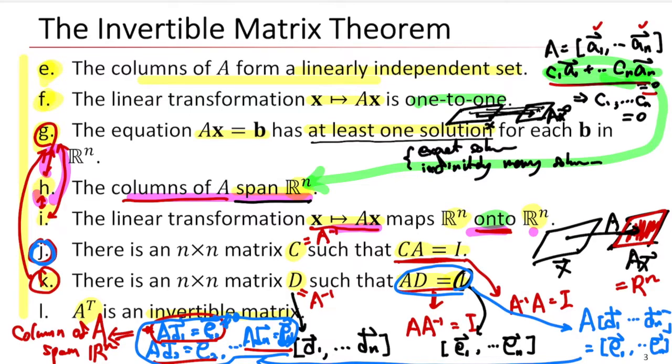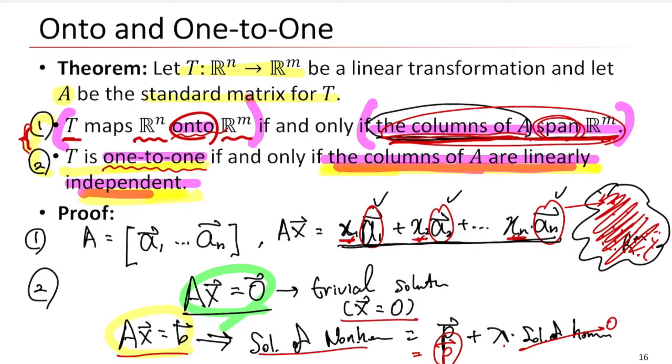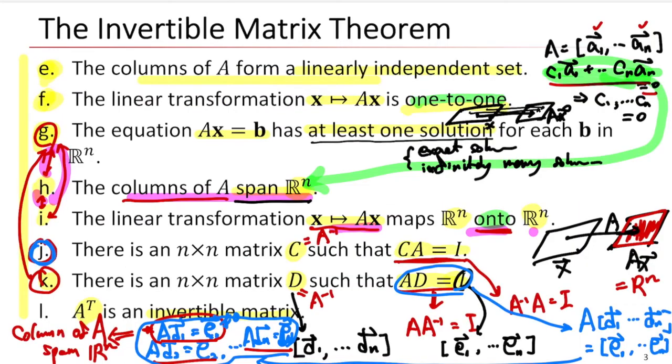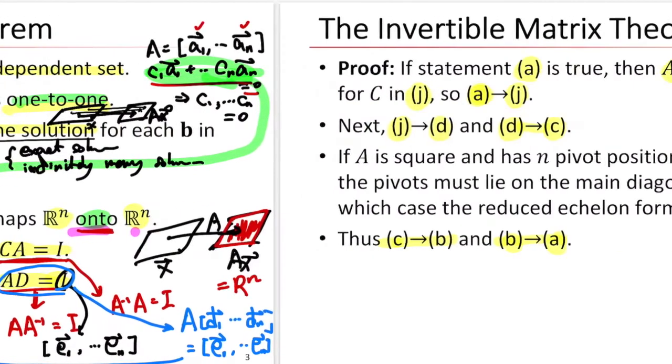Okay. What about this? What was one-to-one? We need to go back to lecture 4.3, where there was a statement something like: T is one-to-one if the columns of A are linearly independent, right? So J to F is also true. Okay.